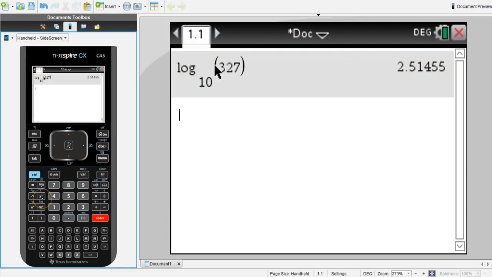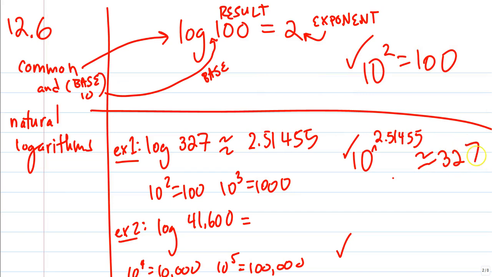What's kind of funny here, remember how I said that logs are inverses of exponents, right? Do you see the log button right there? Look what it's matched with, 10 to the. Literally, they are inverses of each other. The log and the 10 to the are inverses of each other. So 10 to the answer to the previous answer should be 327. So I would encourage you not just to type this in and hit enter, but to actually check your answers.